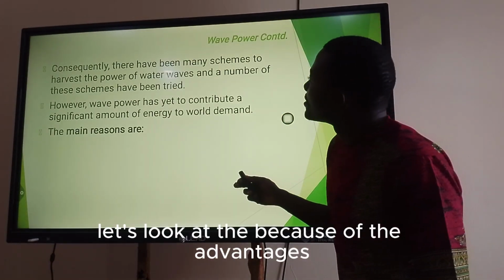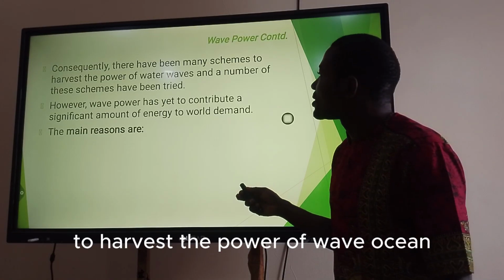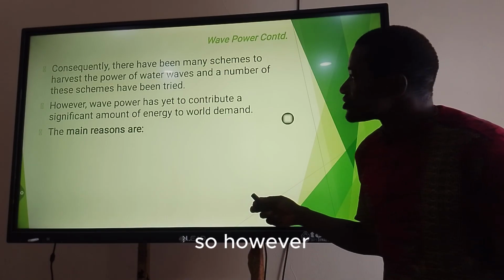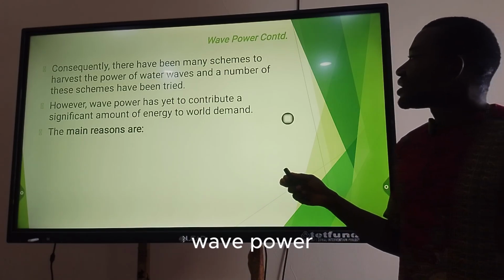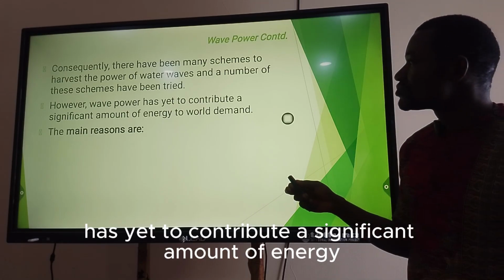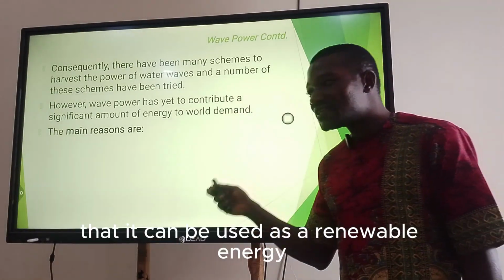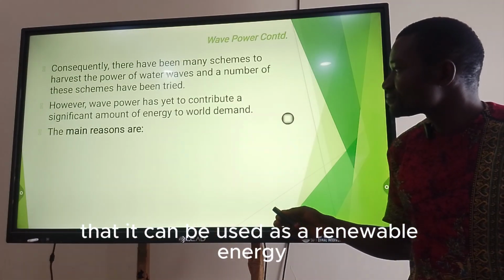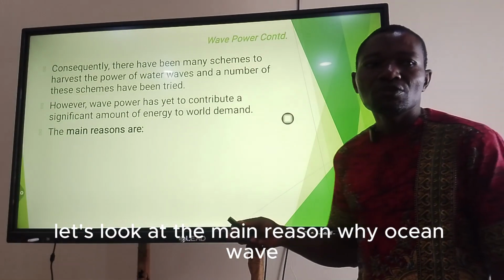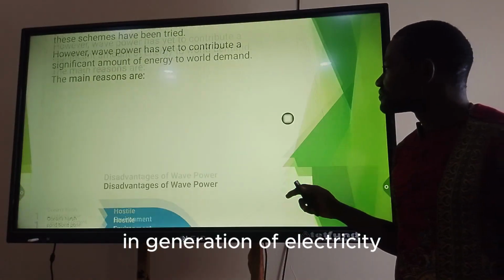Because of the advantages, there have been many schemes to harvest the power of ocean waves, and a number of these schemes have been tried. However, wave power has yet to contribute a significant amount of energy to world demand, even though we are seeing the advantages that it can be used as a renewable energy. Let's look, there are some challenges. Let's look at the main reason why ocean wave has not properly been used in generation of electricity.